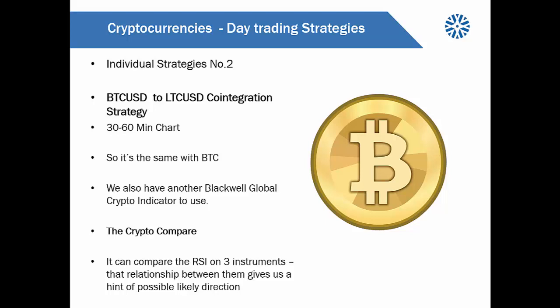As I said, we can utilize this on a 30 or 60-minute chart, and we're looking for co-integration between Bitcoin dollar and Litecoin dollar. For this, we also have another Blackwell Global crypto indicator called the Crypto Compare. What it does is compare the RSI on up to 3 instruments, and the relationship between them gives us a hint of the likely direction. That's what we're going to utilize as we build a co-integration pairs trading strategy.